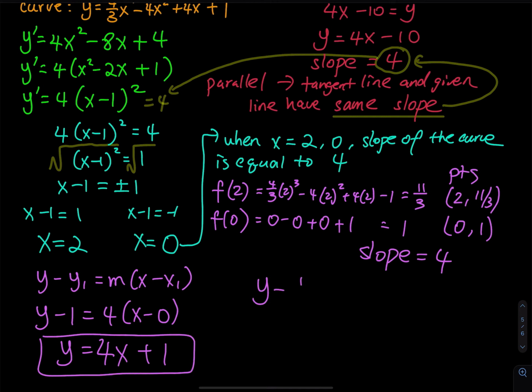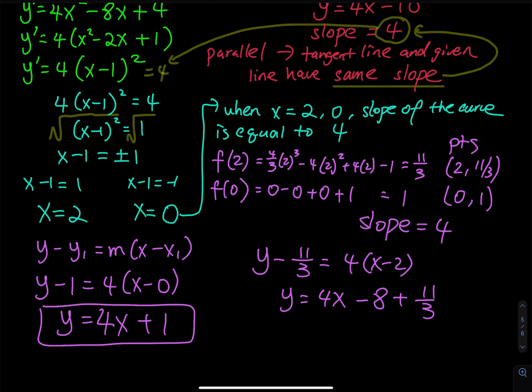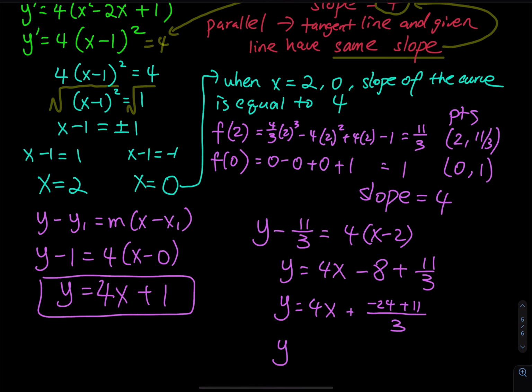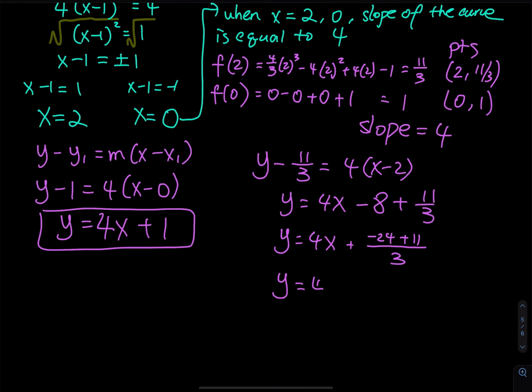And then y minus 11 over 3 equals 4 times x minus 2. So we have y equals 4x minus 8, and then plus 11 over 3. So we have y equals 4x, and then this one, how do we do this? I will just do a plus and then 3. So negative 24 plus 11. And then this is y equals 4x, and that is still a minus, right? So this is a 3, this is a 1, 3, right? So negative 24 plus 11 is negative 13. So this is my other tangent line.